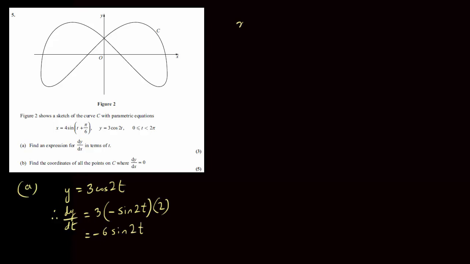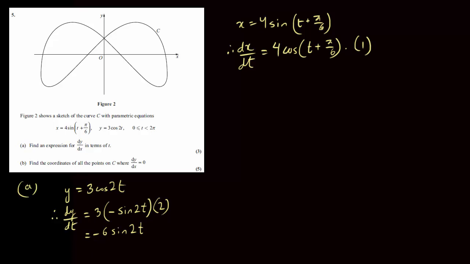Next, dx by dt. So x is 4 sine theta, where theta is t plus pi by 6. So if we differentiate x, we get dx by dt. 4 sine theta gives 4 cos theta. Theta is just a pronoun for this entire angle. Into the chain rule, d by dt of this angle is going to be 1. So this is going to be 4 cos of t plus pi by 6.